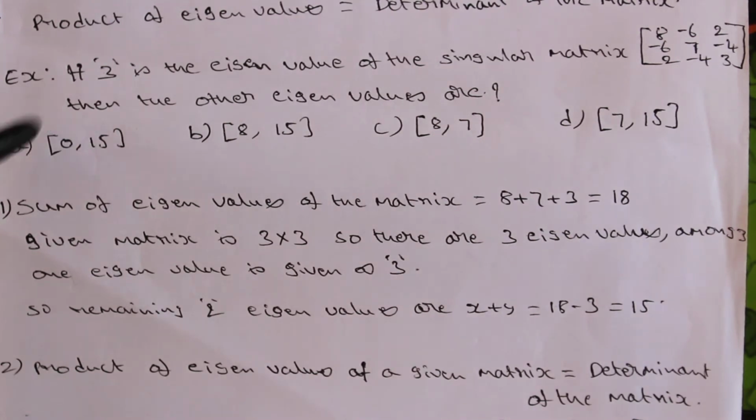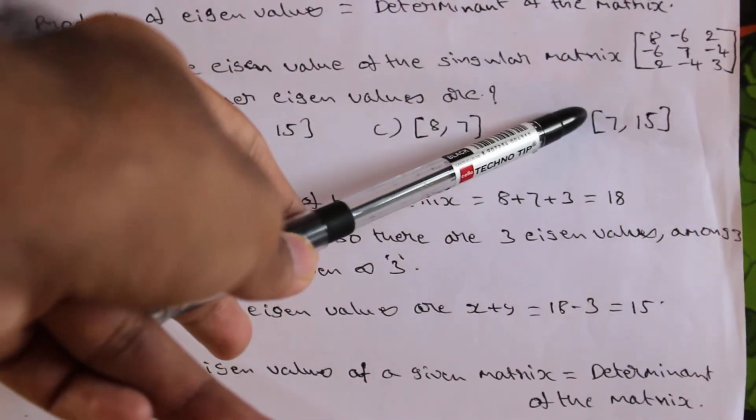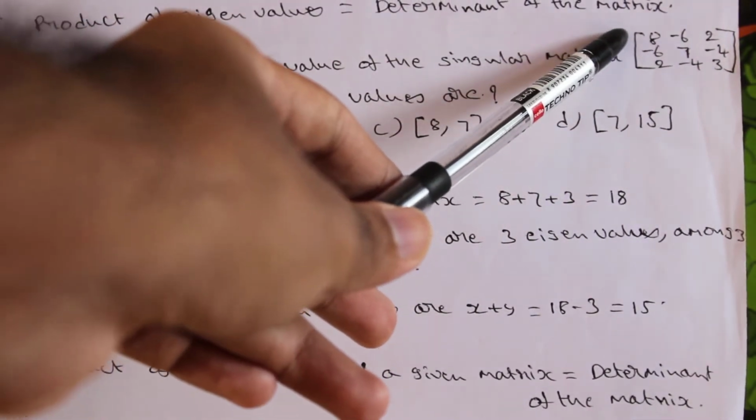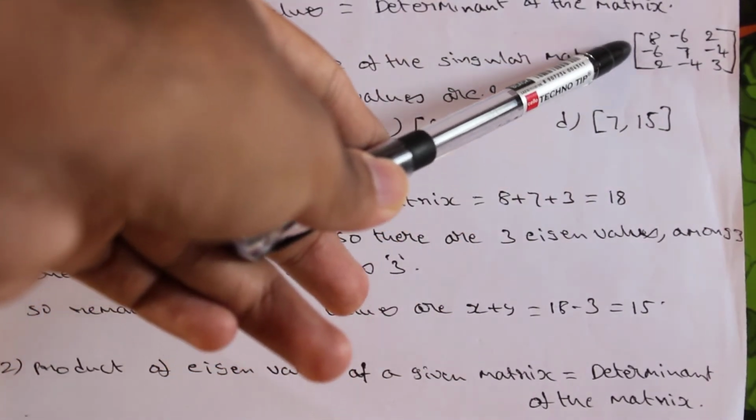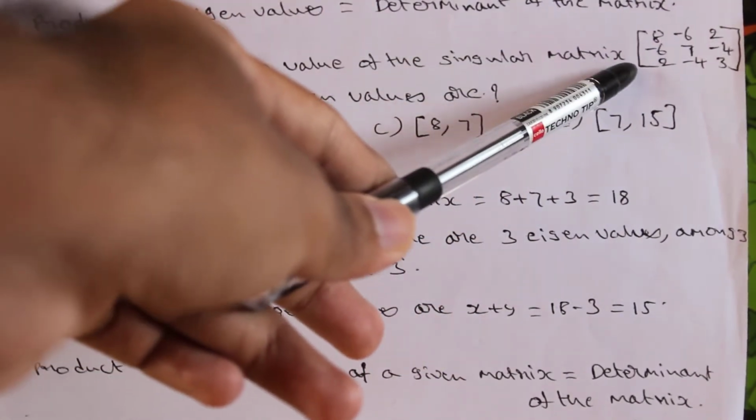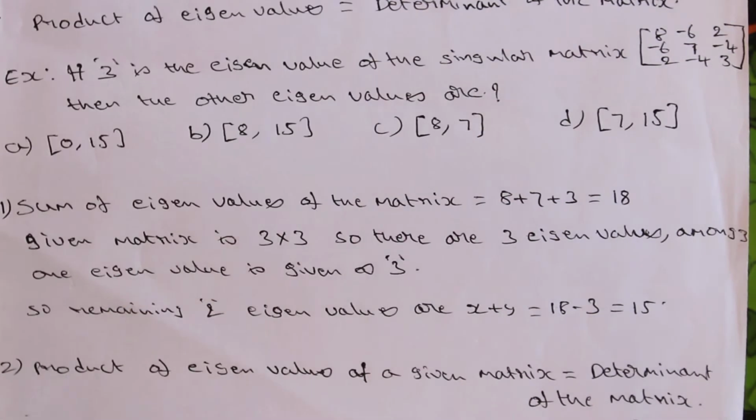Take the example: if 3 is an eigenvalue of the singular matrix given here, with first row 8, minus 6, 2, second row minus 6, 7, minus 4, and third row 2, minus 4, 3, then what are the other eigenvalues of the matrix? That is the question. It is a 3 by 3 matrix, so there are 3 eigenvalues. One is given as 3, so we have to find the remaining 2. Let us take them as x and y.